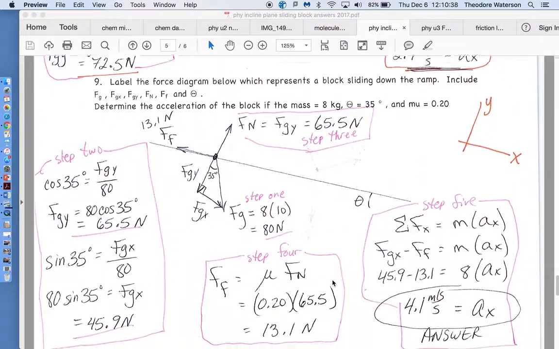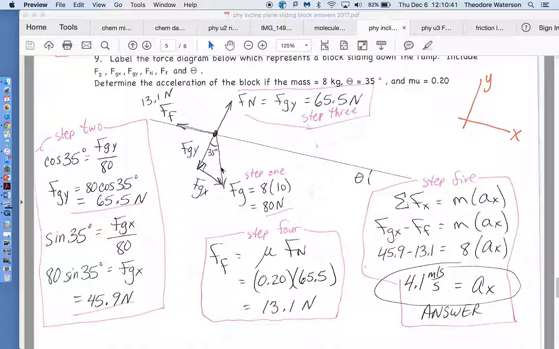So yeah, really more of the same here on number 9. Draw a little picture, find the weight, step 1. Find the weight. Draw a triangle, find the x and y components of the weight. Find the normal force, which balances the y component of the weight. Find friction. If it's moving, the x component should overcome friction. And then you'll just divide that net force by the mass, and that will tell you how it accelerates.